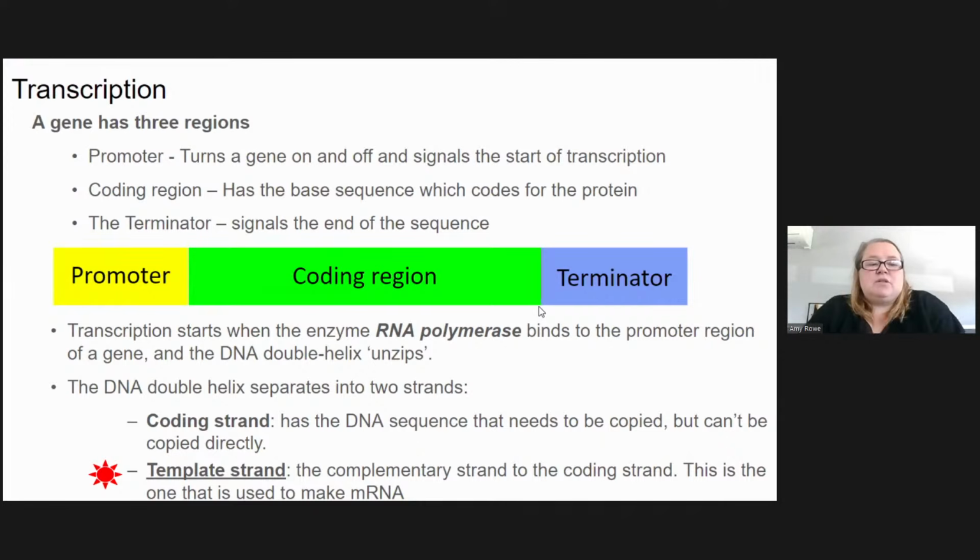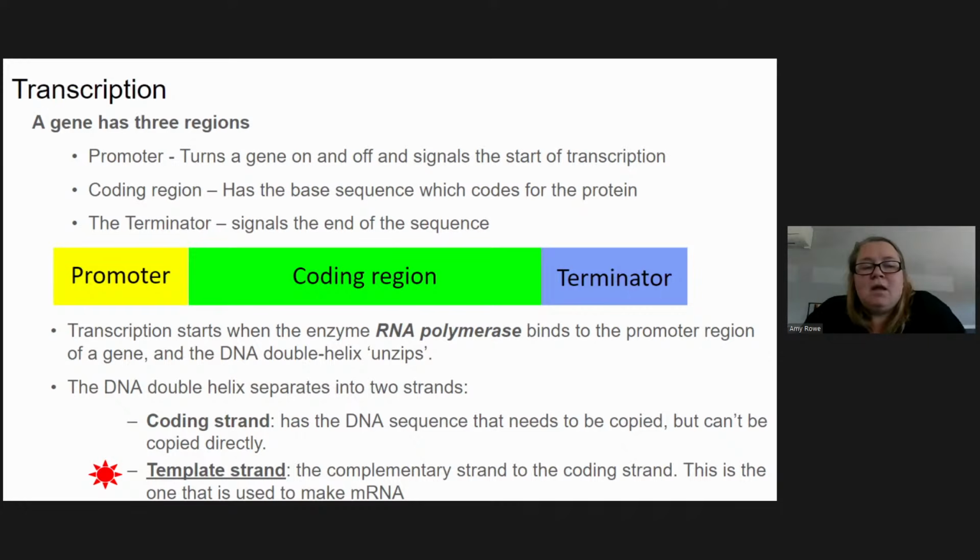Okay, so let's talk about transcription. Transcription starts at the promoter region of our gene. Our genes have three basic regions. The first one is our promoter, and this provides a signal to our RNA polymerase that transcription should start in this region. We have the coding region, which provides the instructions, the triplets, for our amino acid sequence. And then we have a terminator region, which tells our RNA polymerase to detach from the gene.